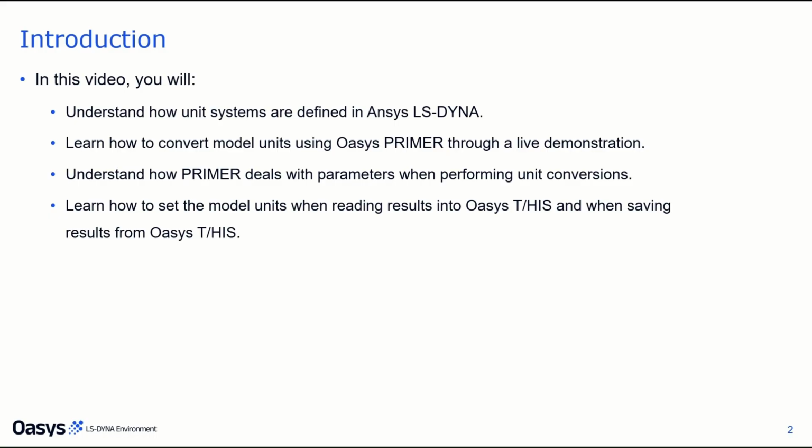In this session, we'll start by discussing how unit systems are defined in Ansys LS-DYNA. Using a live demonstration, we'll show how you can easily identify and convert model units of your model, or parts of your model. Through this, we'll also discuss how Primer deals with parameters during unit conversions. And finally, we'll also have a look at how you can set up the proper model units in Oasys T during post-processing of results to streamline your post-processing workflow.